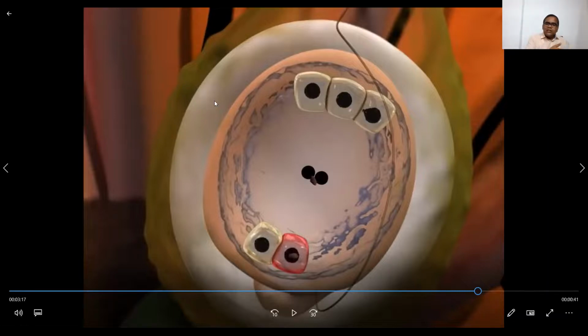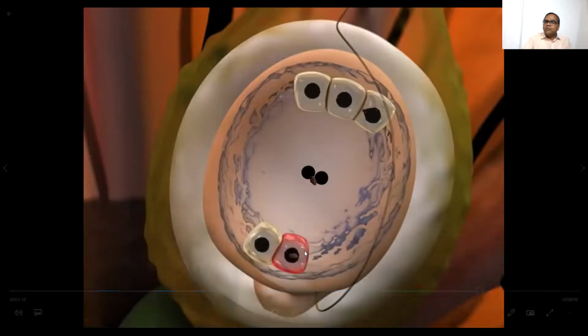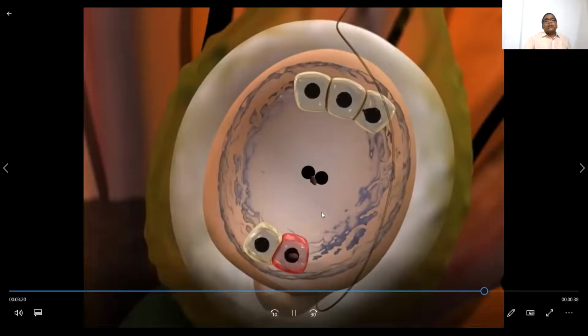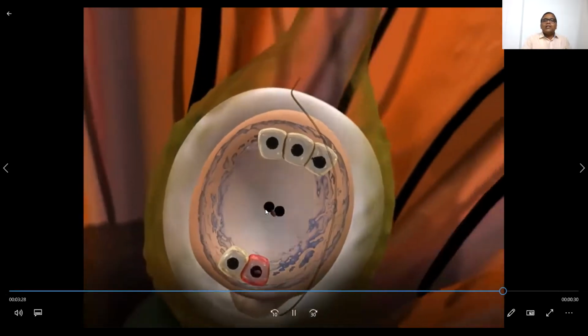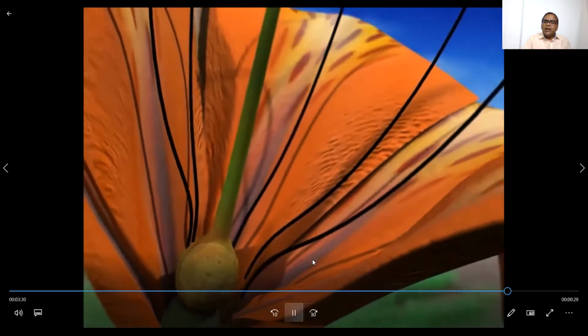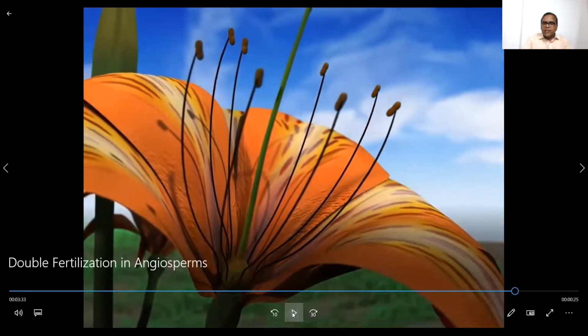And what about this? The male gamete and egg cell, definitely it is a zygote. So this zygote is diploid, and the primary endosperm nucleus is triploid. These 2 different types of structures are formed here. During the process of embryonic development, finally the zygote will develop into the embryo, and this primary endosperm nucleus will develop into the endosperm. So this way, this whole process has taken place.